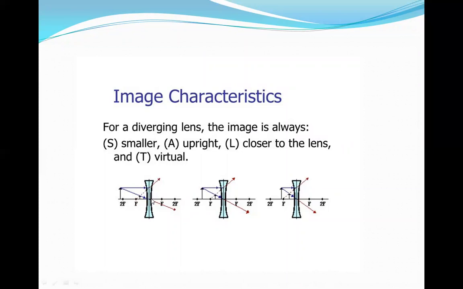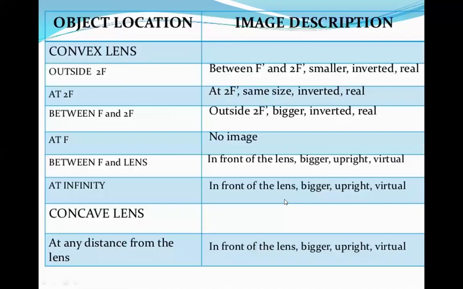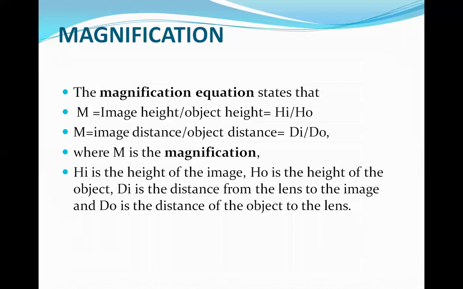When the object is between O and F, the image is formed beyond. When the object is placed beyond 2F, the image is a very small image that we will get between O and F. The image is always between O and F. The image is virtual, upright, and smaller in size, in all these three cases. So this is all the object location and image description we have discussed for the concave lens. Next step is magnification.